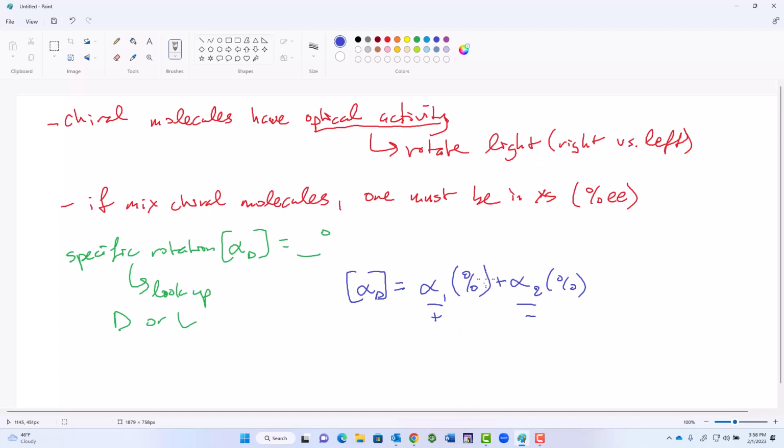But this would give us, depending on the percentages that you get here, a mixture with a different alpha D. You can see here, if this is 50-50, and this is plus 9 degrees and this is minus 9 degrees, you'll see that your specific rotation ends up being 0 degrees, which is why one must be in excess. If you have a mixture of chiral molecules, if it's 50-50, then you're going to have zero optical activity, and you will observe no optical activity and no specific rotation.